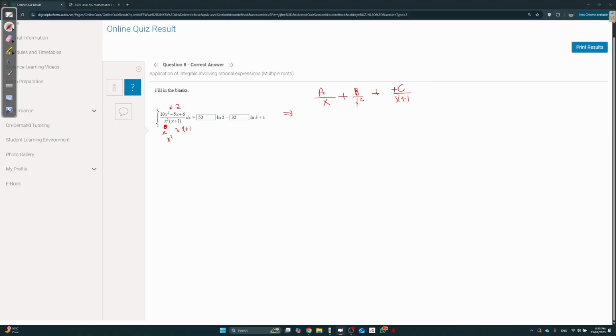Moving on. We found our partial fractions. Now it's time to form our equation. So let's form our equation. A, we already have x. What do we need? We need another x, and we need an x plus 1. So we're going to multiply it by x plus 1.